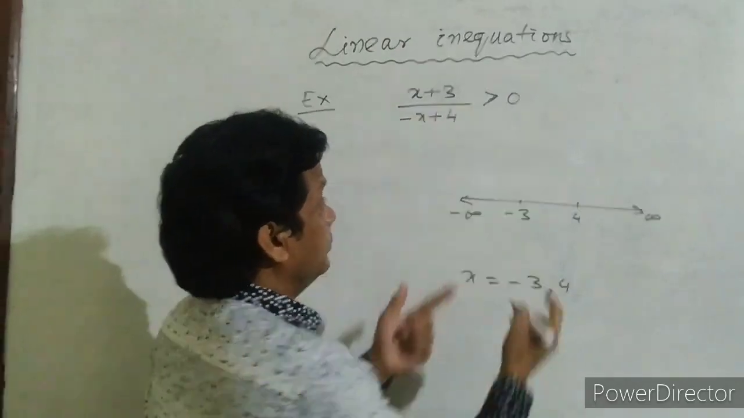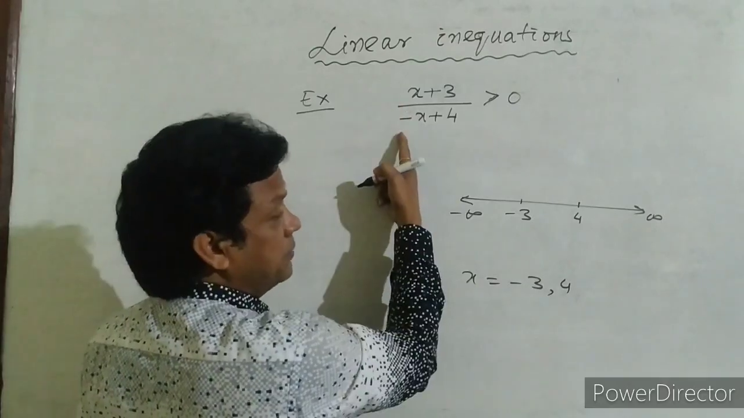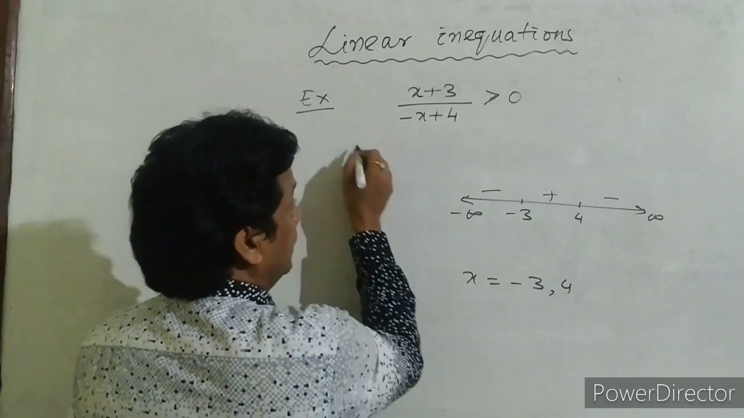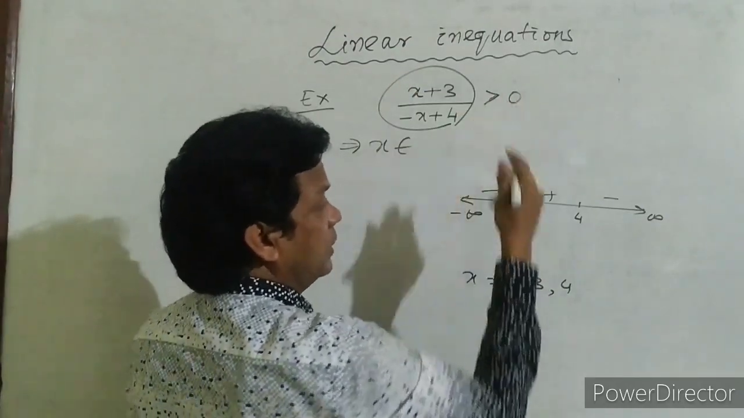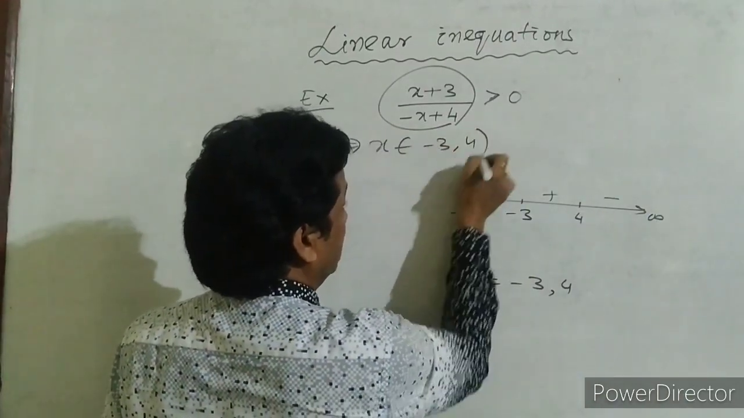The coefficient of x is positive here, and here the coefficient of x is negative. Positive by negative is negative. So negative, positive, negative. Okay. And your requirement is this quantity should be greater than 0. Greater than 0 means positive, and positive is this one. So (-3, 4). This is the answer.